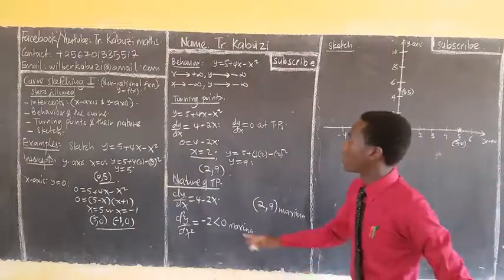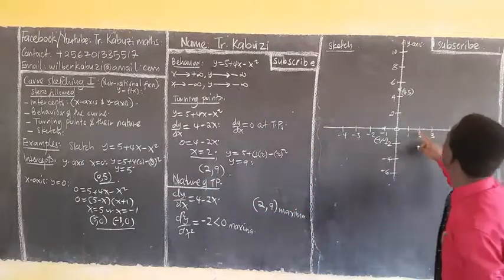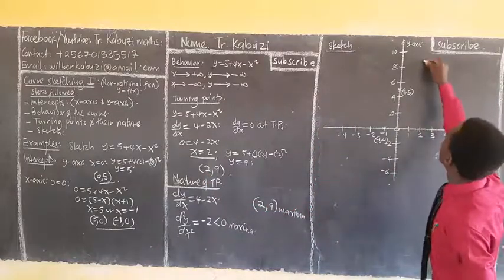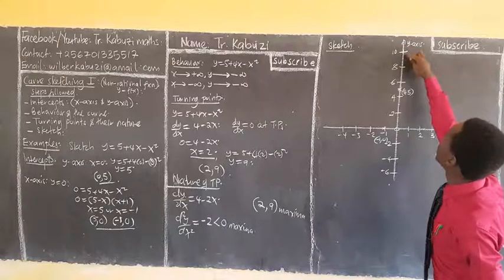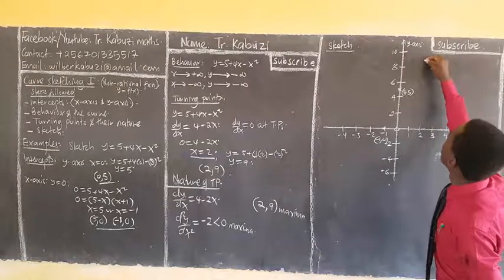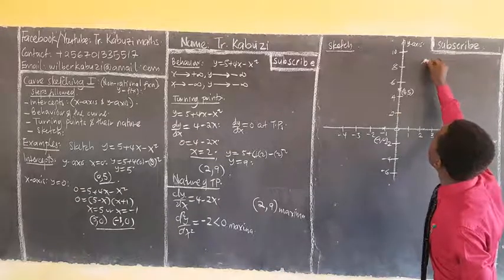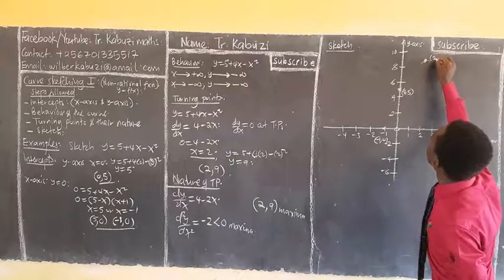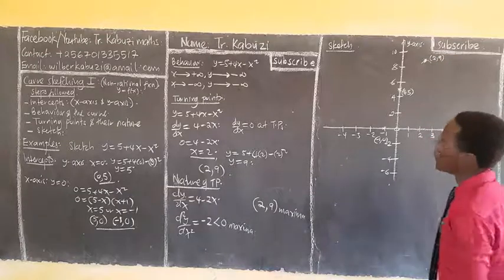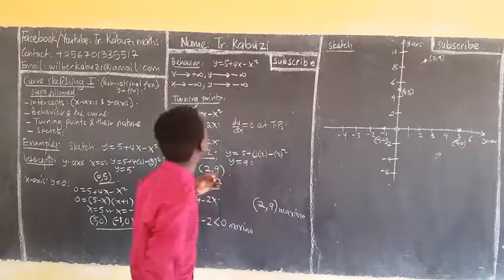Now I also plot the maximum point, which is (2, 9). The 9 is somewhere here in between 8 and 10, and then my 2 is there. So this one is going to be my maximum. This is the point (2, 9). And then we sketch.